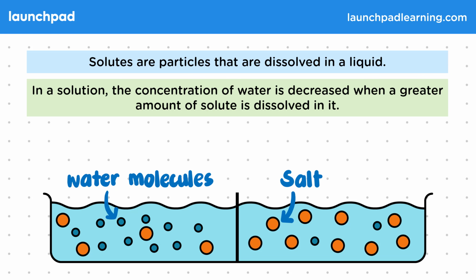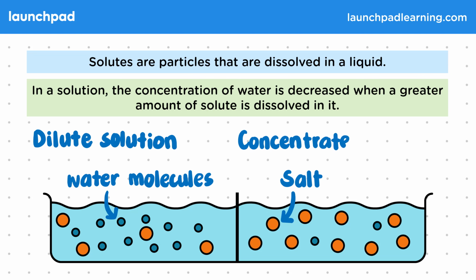Sugar is another example of a solute. The solution on the left is an example of a dilute solution. There's lots of water and not much solute. However, on the other side of this barrier, the solution on the right-hand side is an example of a concentrated solution. There are lots of solute molecules dissolved in the water.